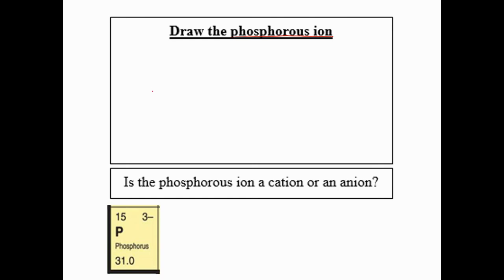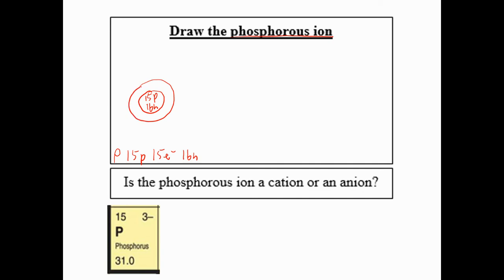So let's go ahead and do the neutral phosphorus first. We have 15 protons, 16 neutrons. So regular phosphorus, that makes sense, 15 protons. There'd be 15 electrons as well if it's neutral. And then there'd be 16 neutrons because I did 31 minus 15.